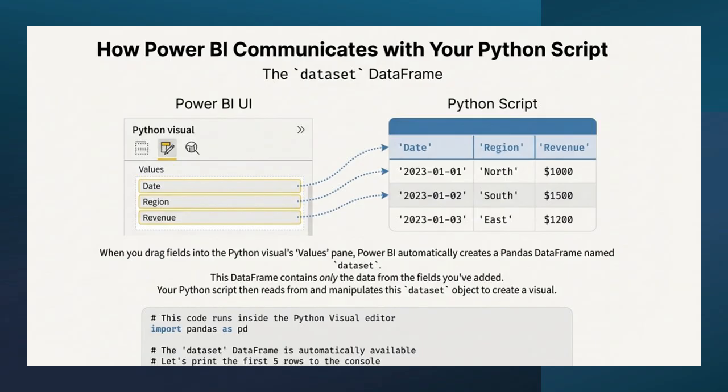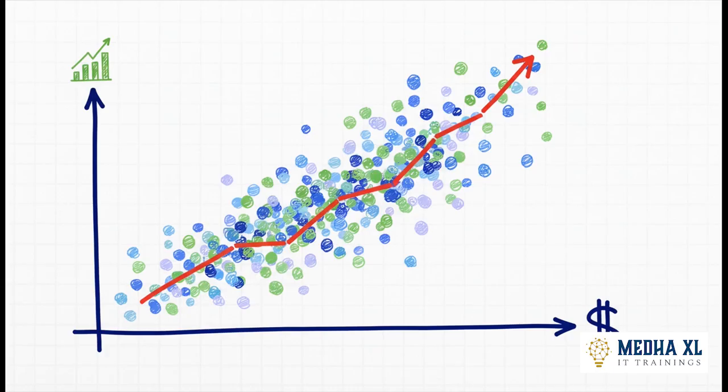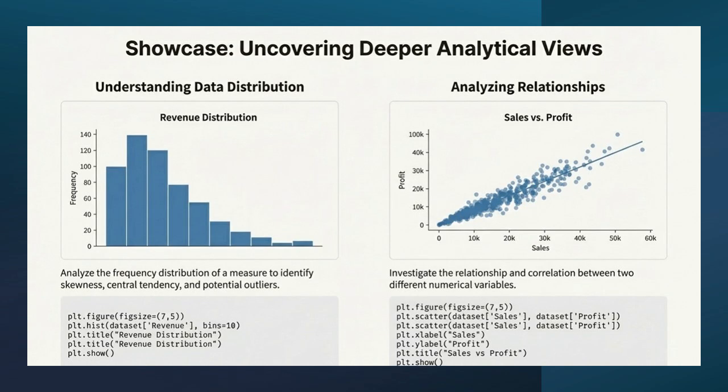Let's make this real. Say you want to see the relationship between your product sales and the profit you make. A table of numbers might not show you much, but with just a couple of lines of Python code using Matplotlib, bam, you've got a scatter plot that instantly shows you how they're correlated. You can see the pattern in seconds.